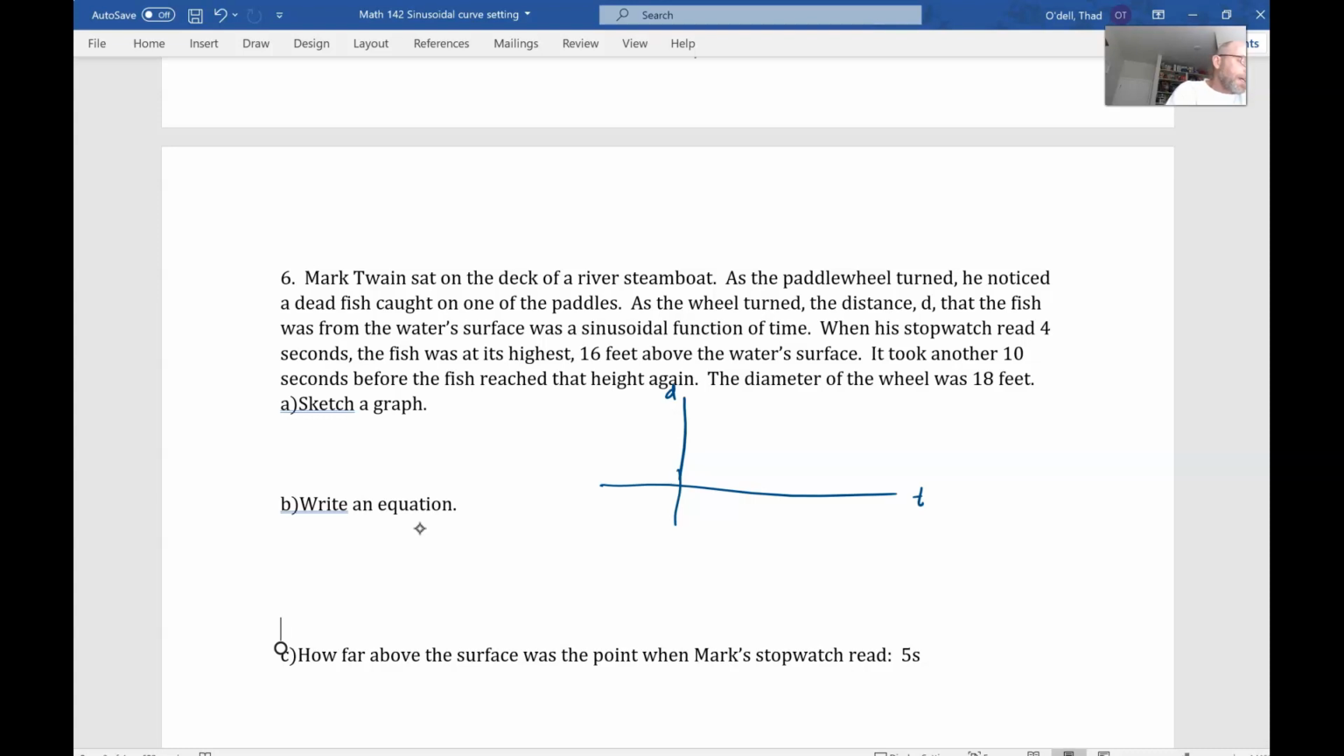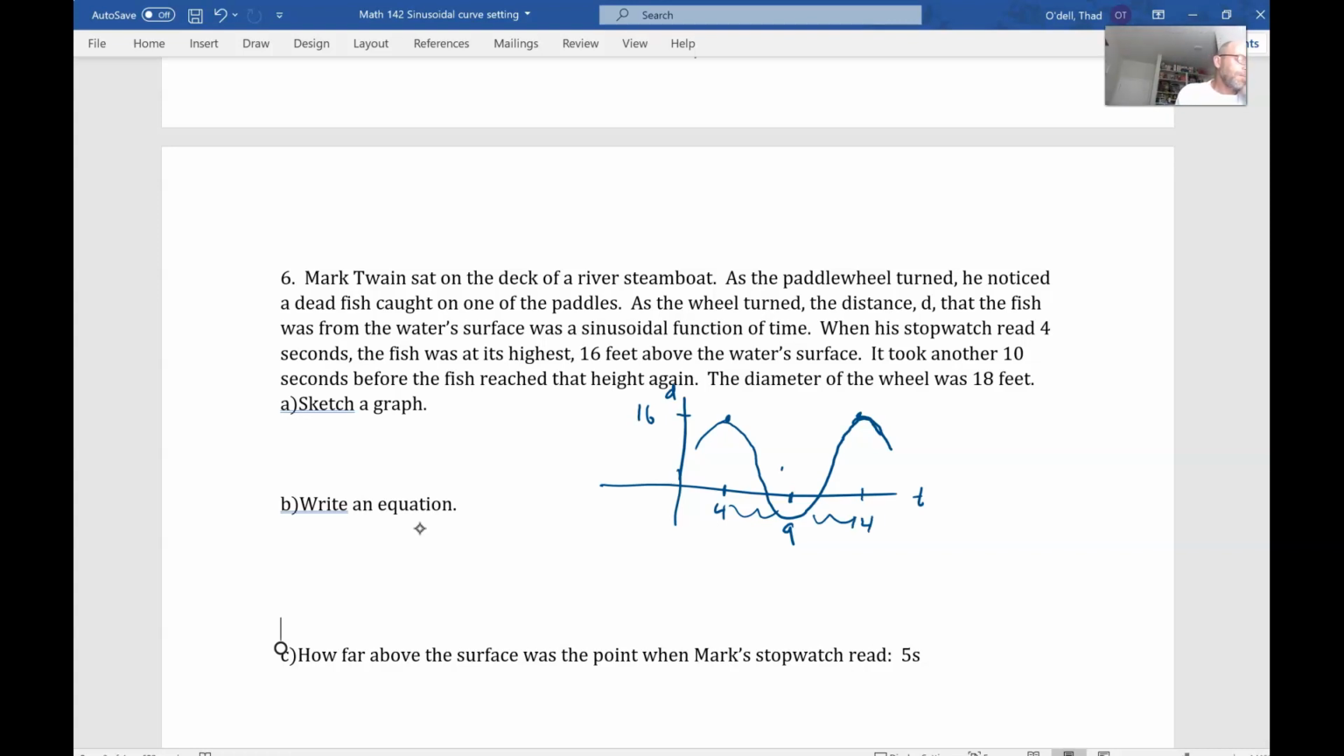When his stopwatch read 4 seconds, so out here at 4, the fish was at its highest point, 16. It took another 10 seconds before the fish reached that height again. So out here at 14, it's up here again. So that means it had to go down. I think it goes below water because it's on a paddle wheel, right? So we know that it hit a maximum at 4 and a maximum at 14. We also know, because of the symmetry of sinusoidal curves, that it had to hit the minimum at 9, because that would give me 5 here and 5 there, because those have to be evenly spaced.